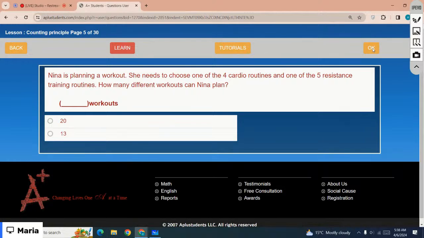Nina is planning a workout. She needs to choose one of the four cardio routines and one of the five resistance training routines. How many different workouts can Nina plan? So, which is the correct option? Yes, she can do 20 different workouts, right? The correct option is 20. Okay, you can complete the lesson by yourself later today.